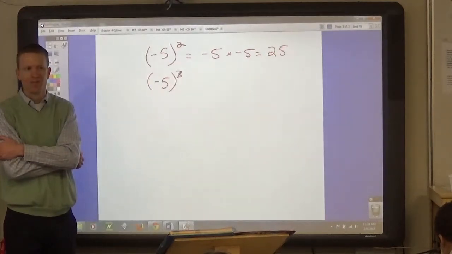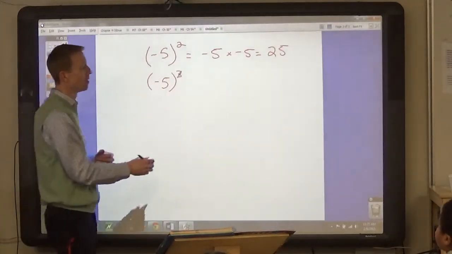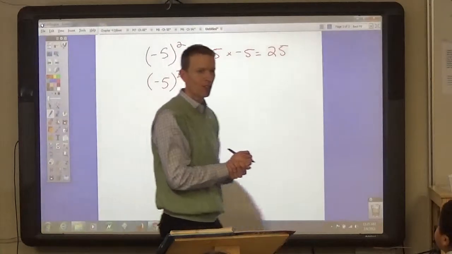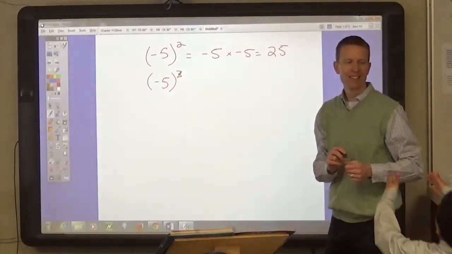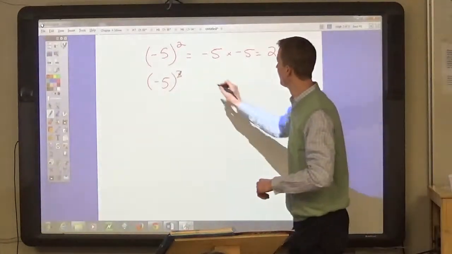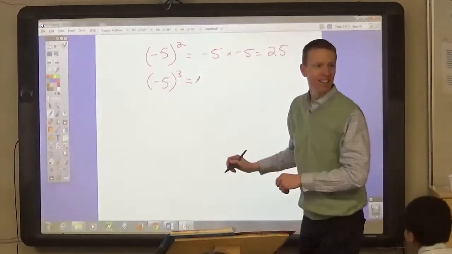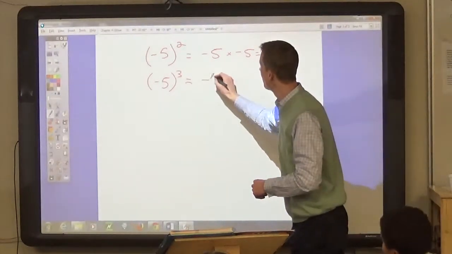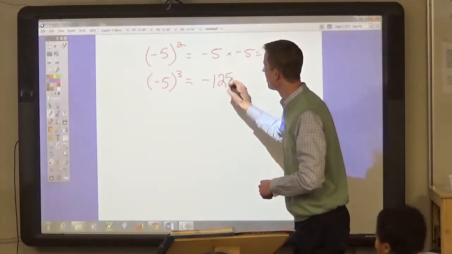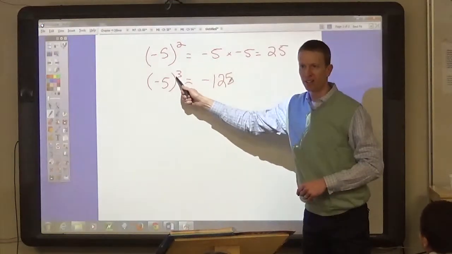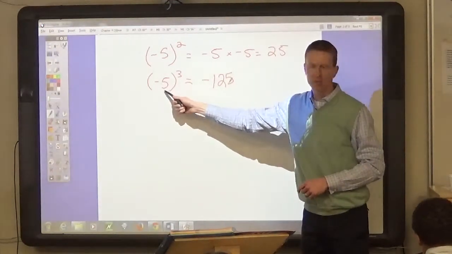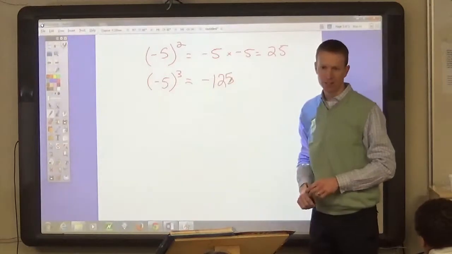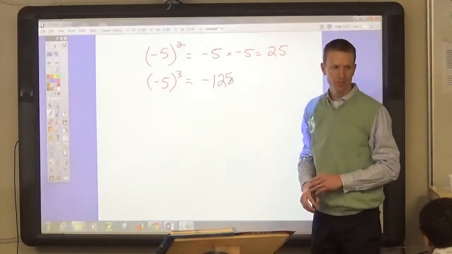Negative 5 times 125. Close. Negative 125. Sam? What is it? Negative 125. Negative 125, right. See, there's an odd number of negatives. This one has an even number of negatives, right?